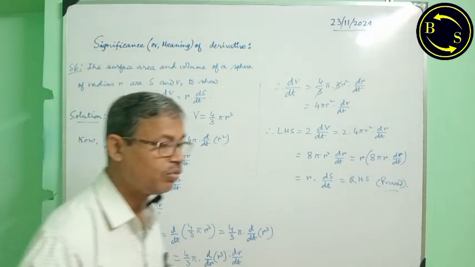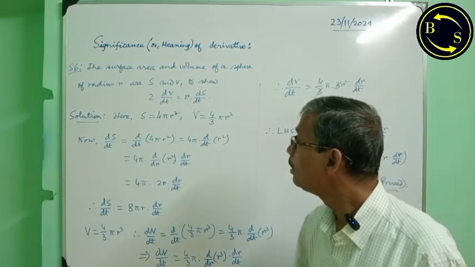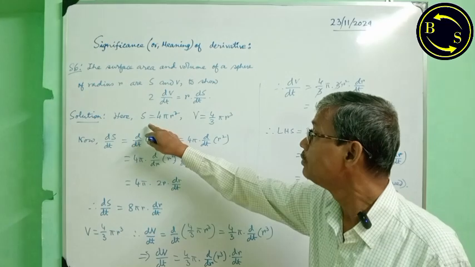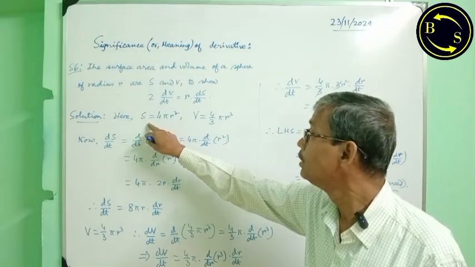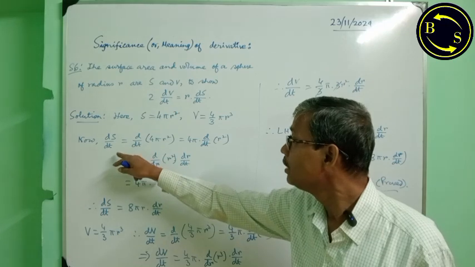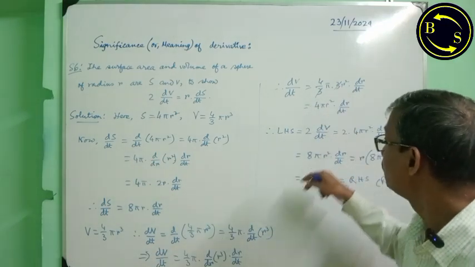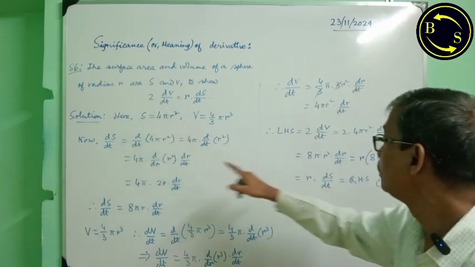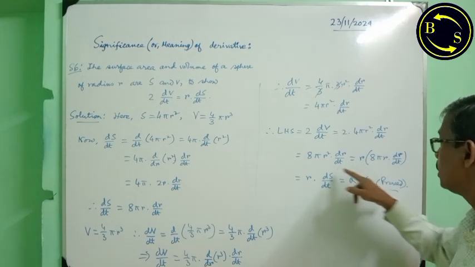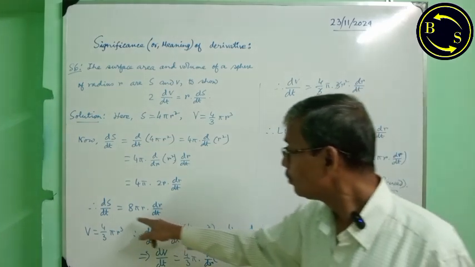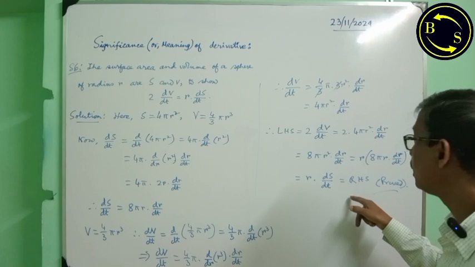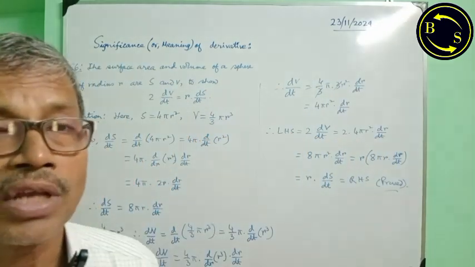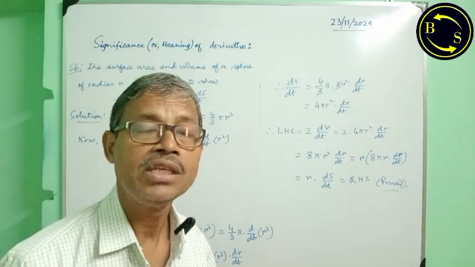Follow, here we have to use the chain rule. First of all, we have written formulae of surface area and volume. Then we have obtained ds dt as well as dv dt. Then we have put the values here on the left hand side and calculated. We get this result. Then to get this ds dt form, we have written like this. Also, you can calculate independently left hand side as well as right hand side. Then you will see both sides are equal.